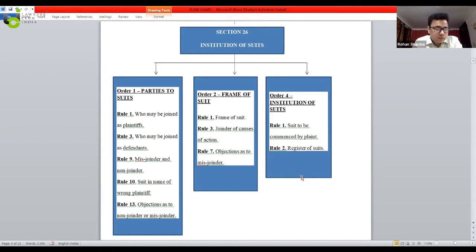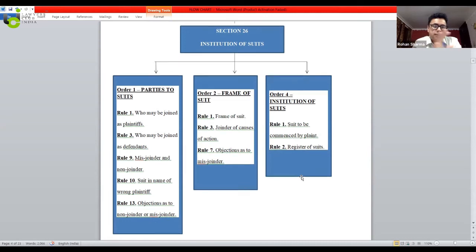Similarly, Order 4 tells you how these suits, once they are instituted, are to be registered. There's a specific register. Nowadays, it's online, which is to be kept by all the high courts, and every suit which is instituted is registered. So the specific number of the suit that you get once the suit is registered by the registry is the procedure which is outlined in Rule 2 of Order 4.